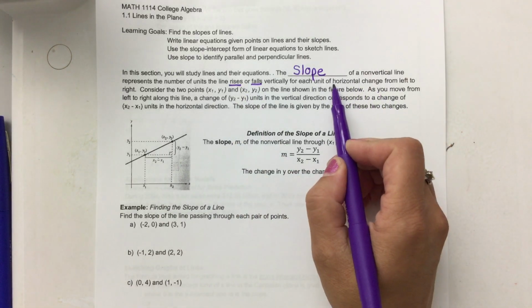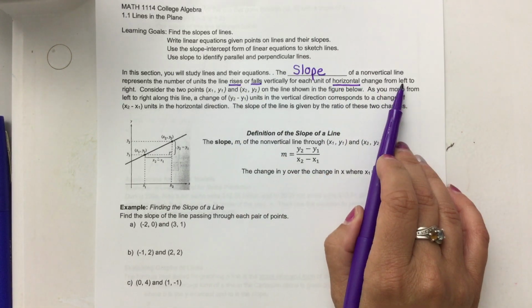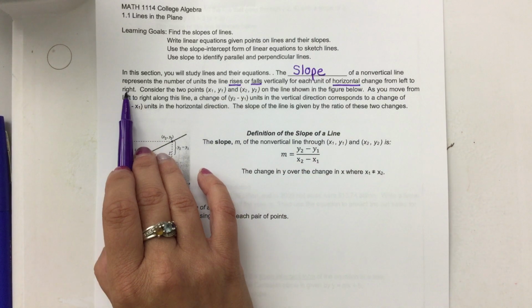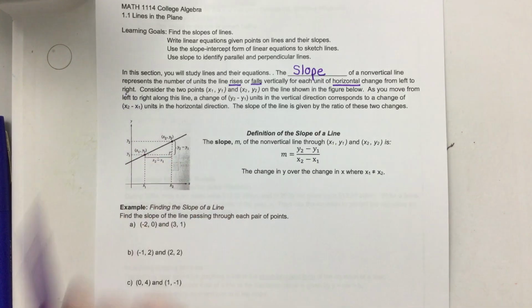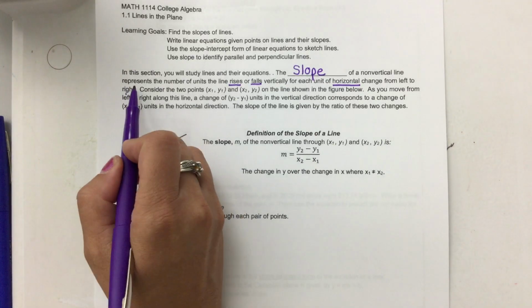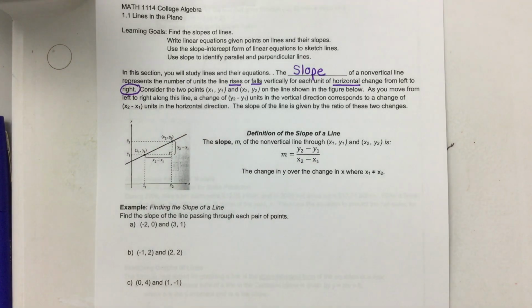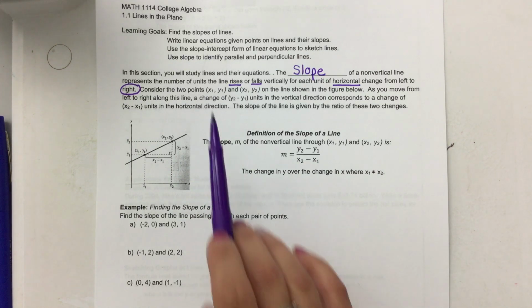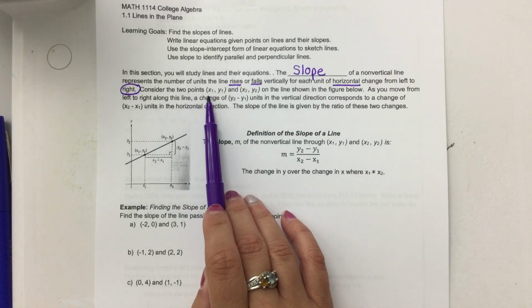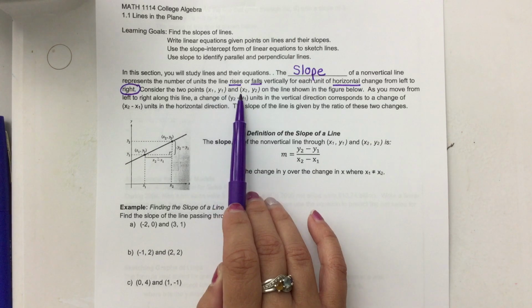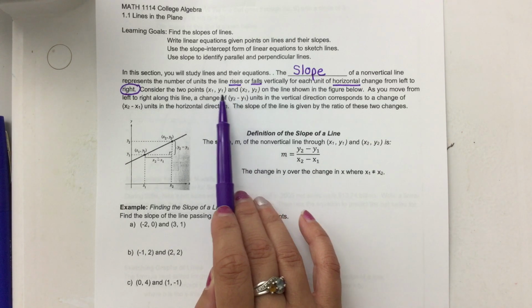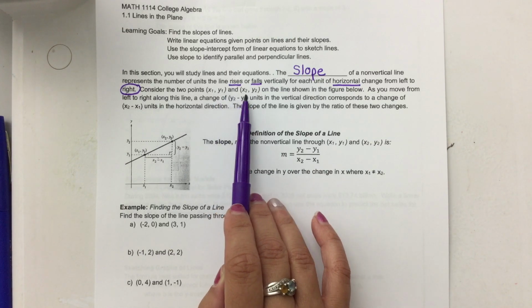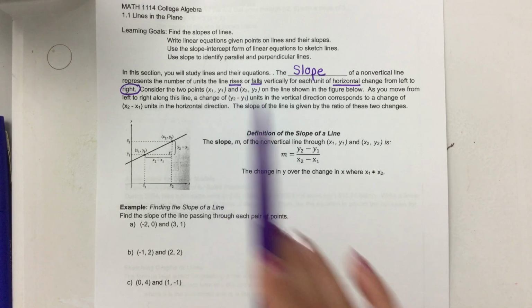But when we move horizontal, you can only go from left to right. So it's just like you're reading a book. You only move forwards. You're only traveling horizontal units to the right. Okay? Let's consider 2 points. So x sub 1 and y sub 1, and x sub 2 and y sub 2. Let's say that these 2 points are on the line that we are looking at.